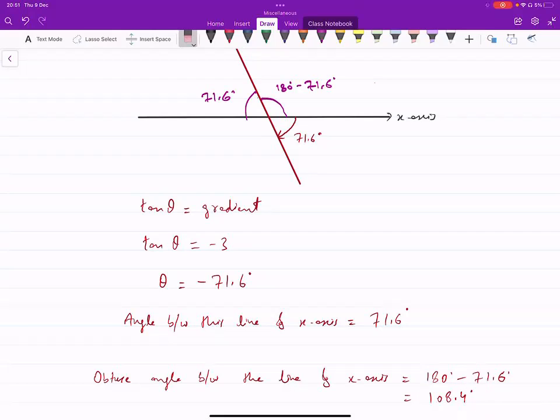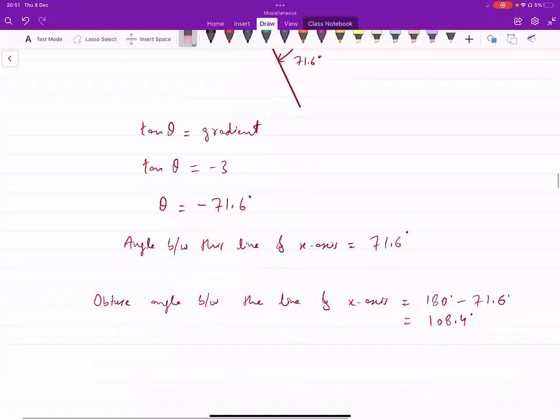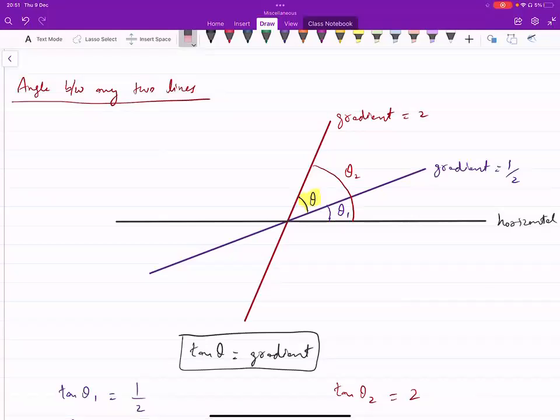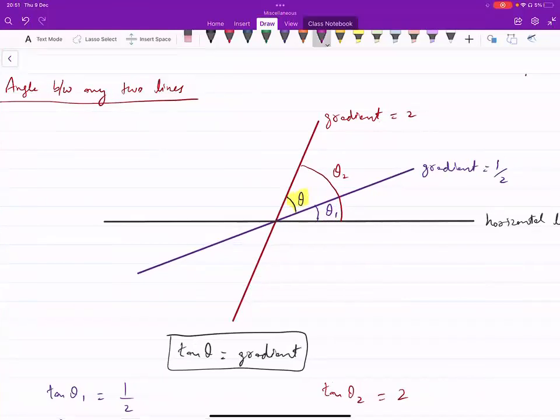Okay, so that's how you find the angle between a line and the x-axis. A lot of times you're asked to find the angle between two lines. दो lines के दरमियान में angle find करना. For instance, you've got two lines. One line has gradient 2, the other line has gradient 1/2. इनके दरमियान में angle find करना है.